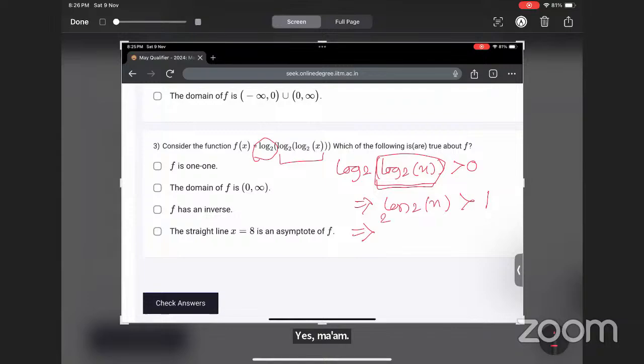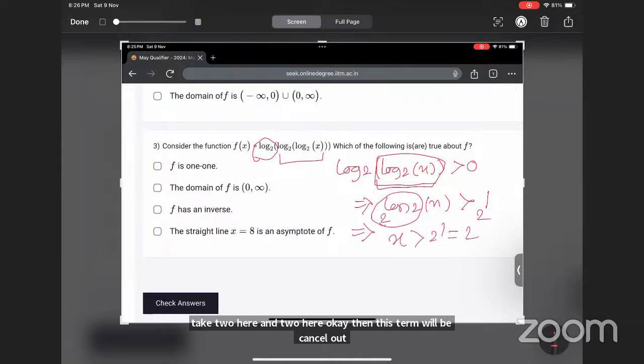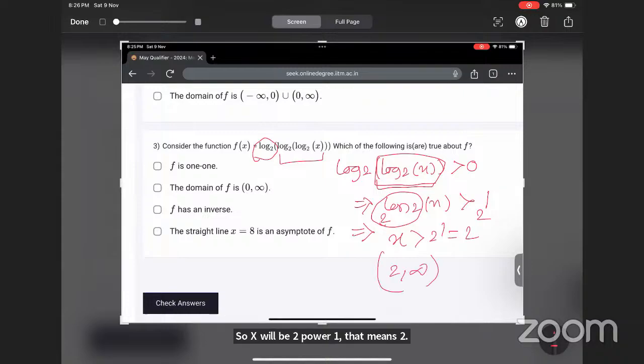Just take 2 here and 2 here. Then this term will be cancelled out. So x will be 2 power 1. That means 2. So the domain will be 2 to infinity. Is it clear? Okay, ma'am. Understood.